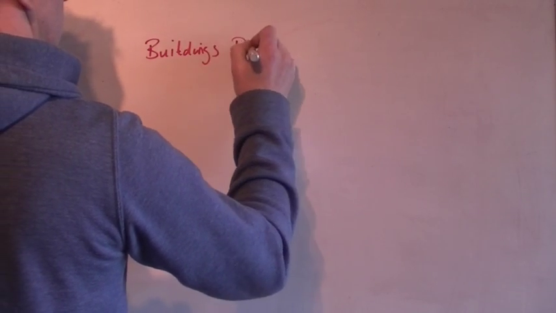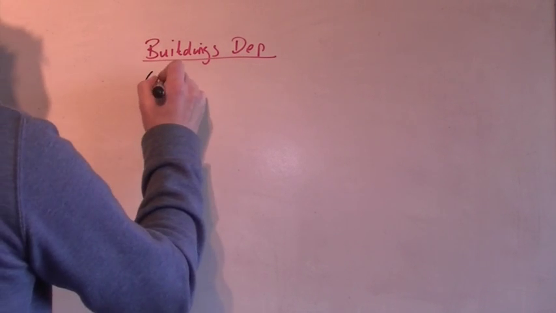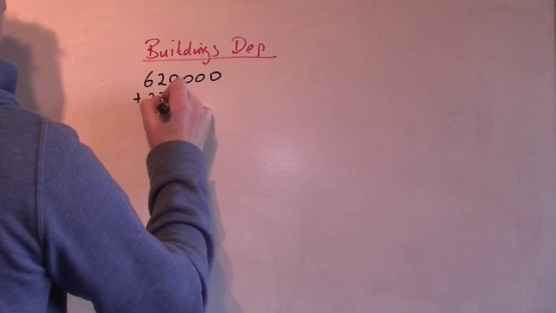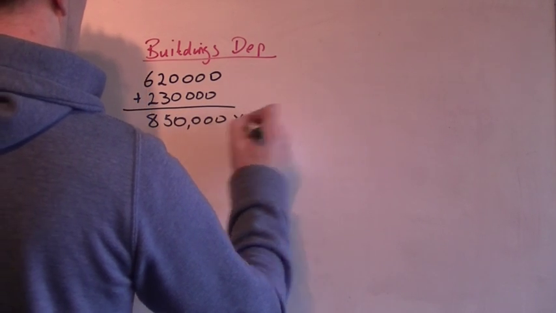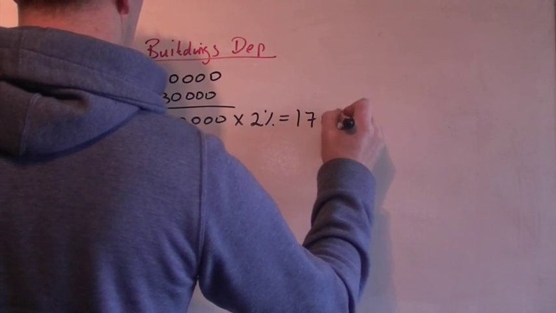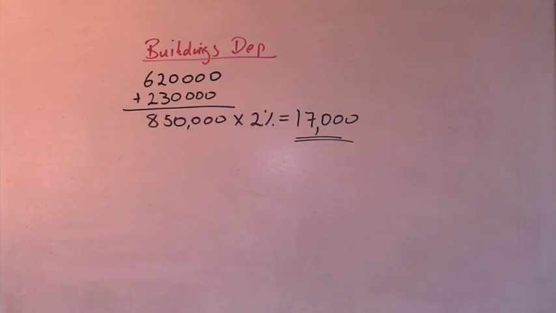To calculate depreciation for buildings, it's fairly straightforward. We began with buildings worth 620,000 and we had an extension of 230,000. So our buildings are worth 850,000. At 2% per year is 17,000.